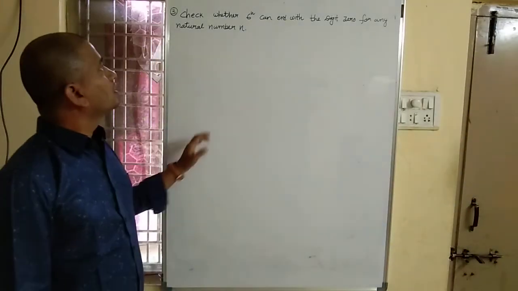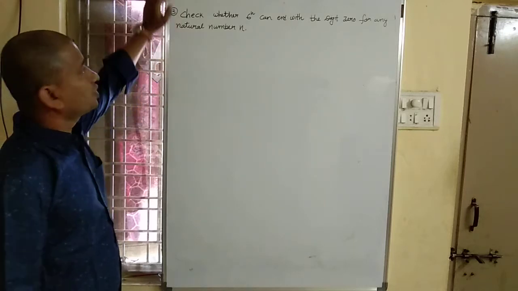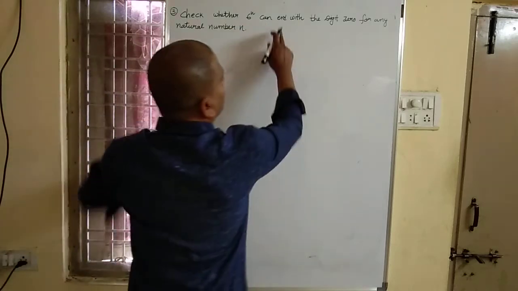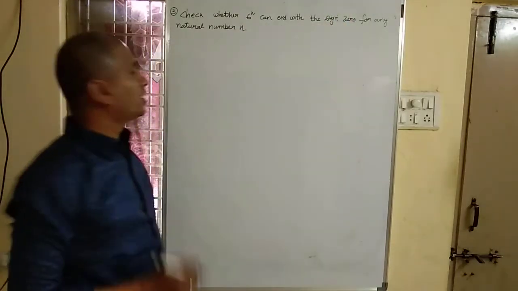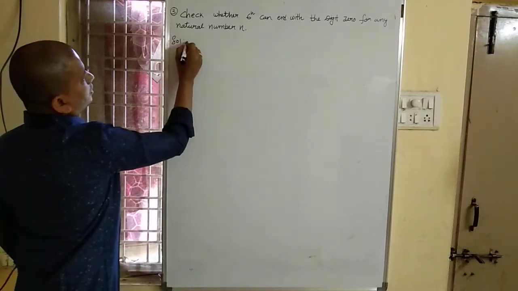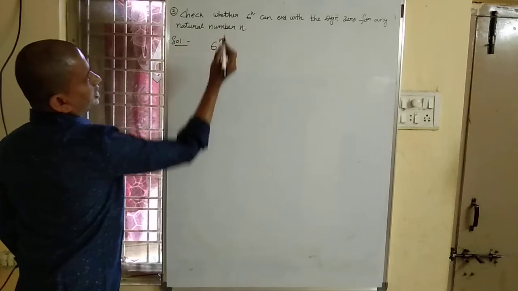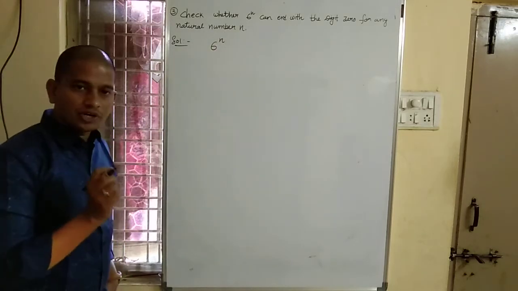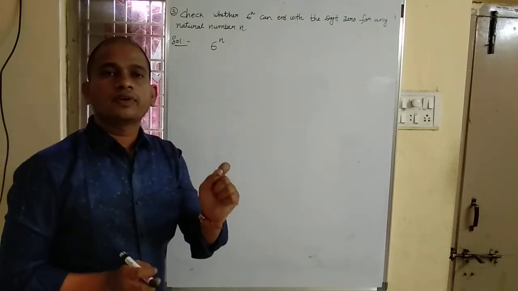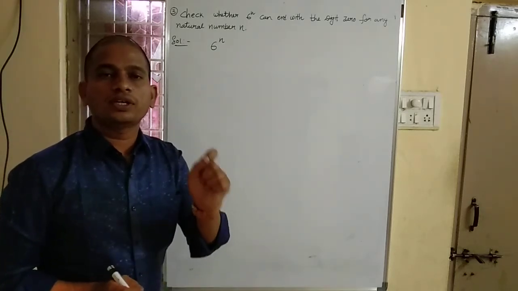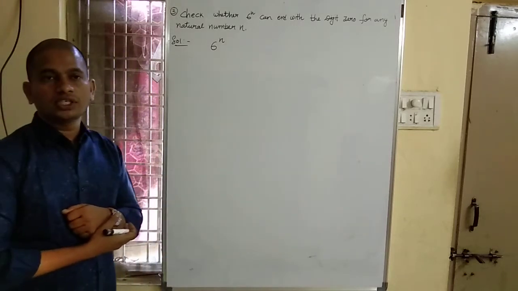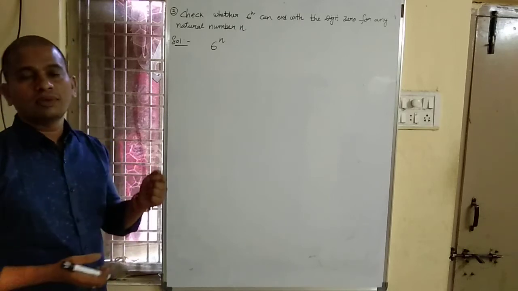Hi everyone, exercise 1.2, third question. Check whether 6 power n can end with digit 0 for any natural number n. That is our question. Given number 6 power n. Try to understand the question first of all. Check whether 6 power n can end with digit 0 or not, they are asking, for any natural number n.